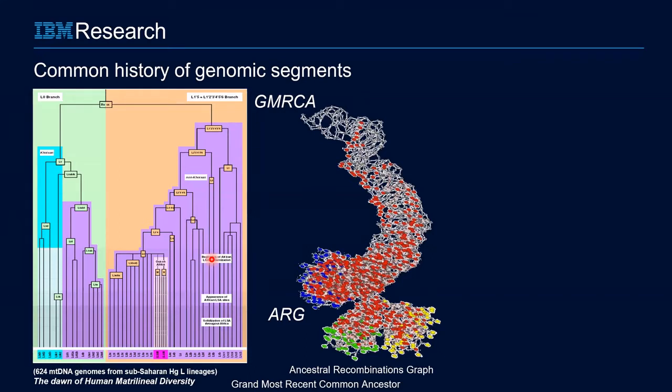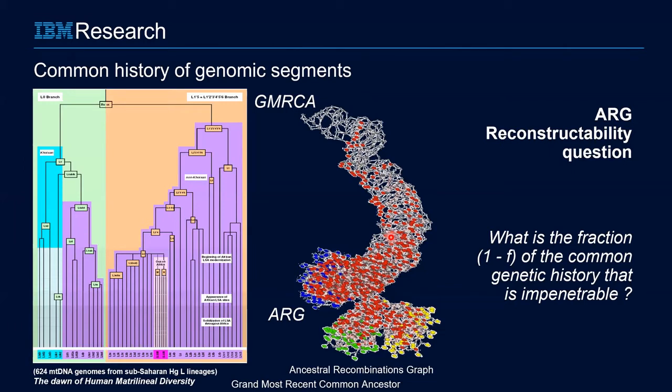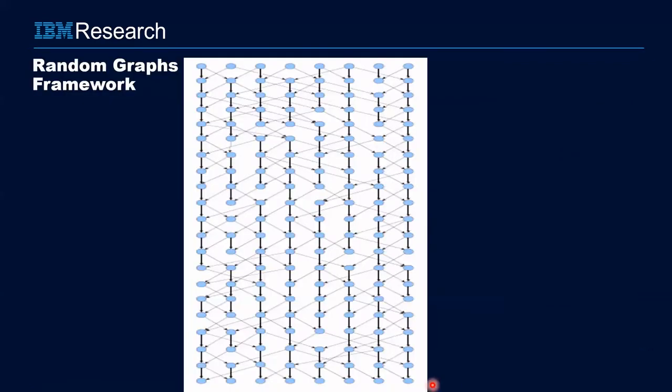And now if you're in the business of reconstructing common history, you suddenly begin to realize that this structure is very complex. So the question that comes to mind is, can you even reconstruct this history? And we pose this problem as follows. What is the fraction of the common genetic history that is impenetrable? How do you answer this question? I'm going to use random graphs. So I'll use a random graph framework.